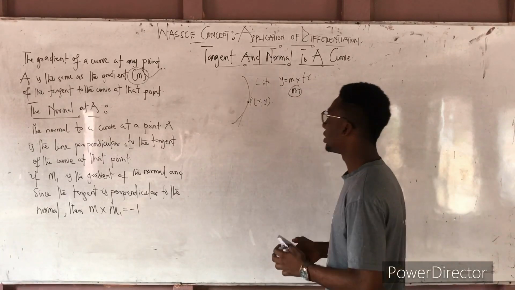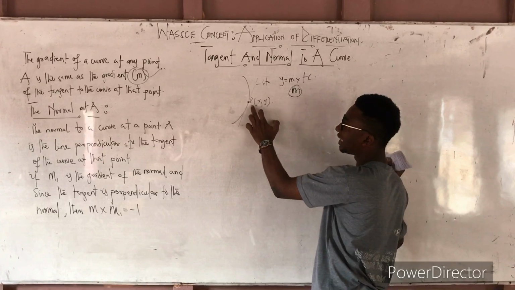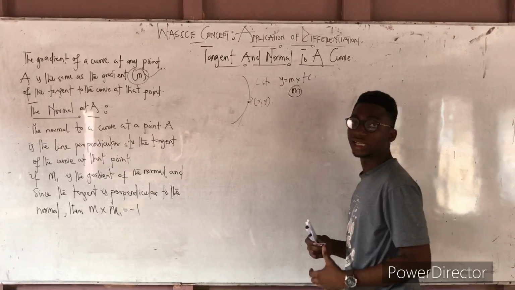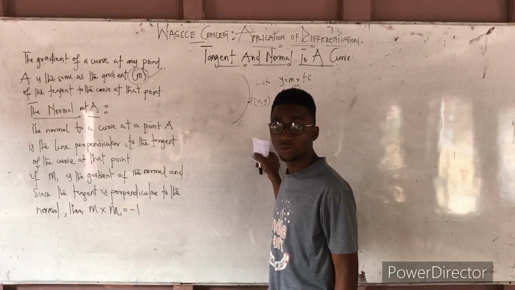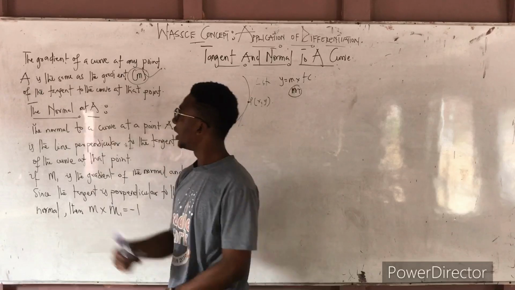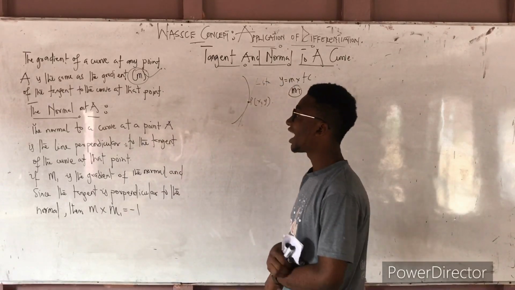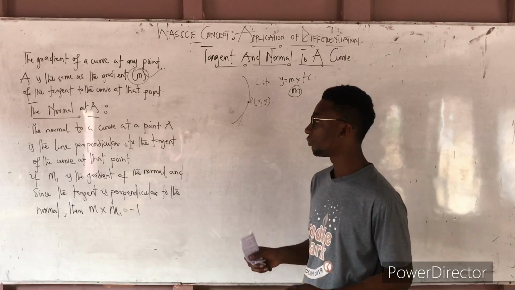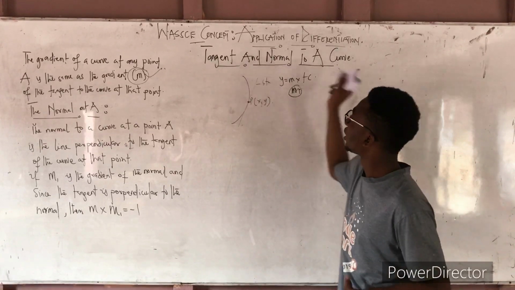And so when you find the gradient at any point on a curve, it is the same as the gradient m with respect to the tangent, which is a straight line that touches a point on the curve. So it's the same as the gradient m of the tangent to the curve at that particular point. Now, once we look at the tangent and normal to a curve.